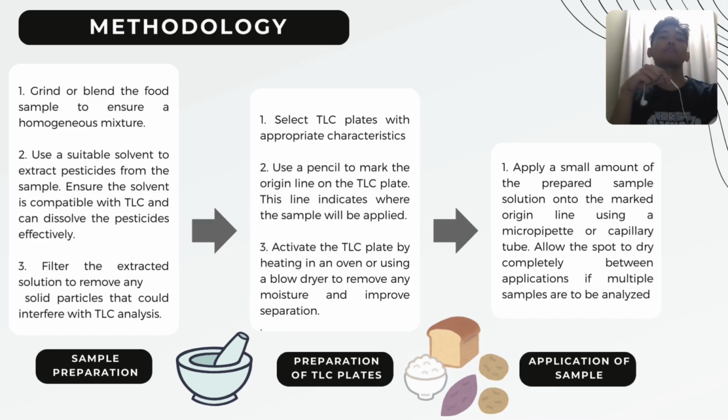Okay, next we have preparation of TLC plates. TLC plates are selected with appropriate characteristics. Use a pencil to mark the origin line on the TLC plate. This line indicates where the sample will be applied. Then dry the TLC plates by heating in an oven or using a blow dryer to remove any moisture and improve separation.